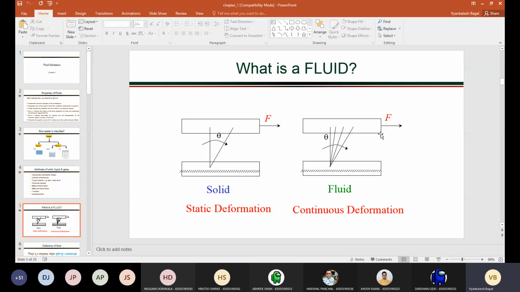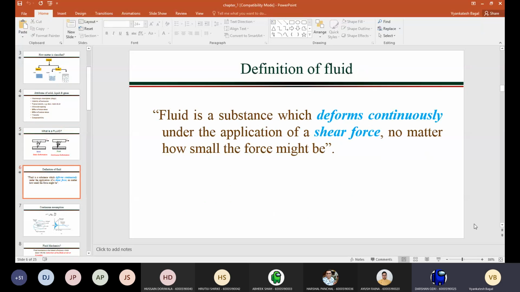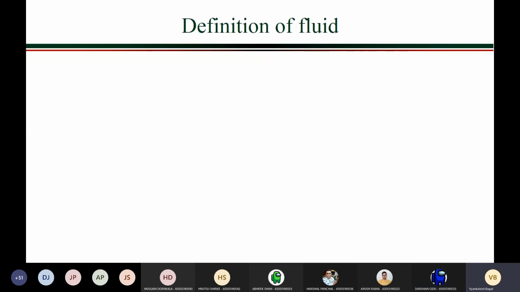Based on this experiment, we are going to define what is fluid. Now, Darshan, you will help me in defining what is fluid. Shall I project the definition on the screen now? Yes. Fine. So this is the definition of fluid.